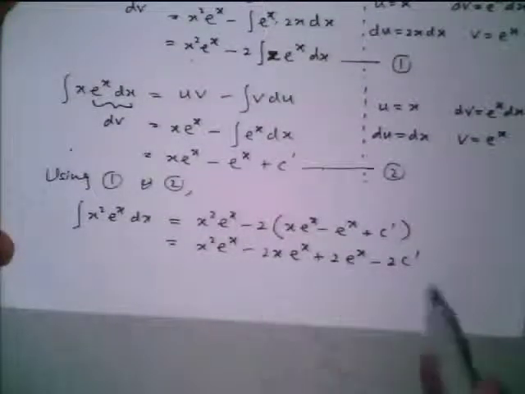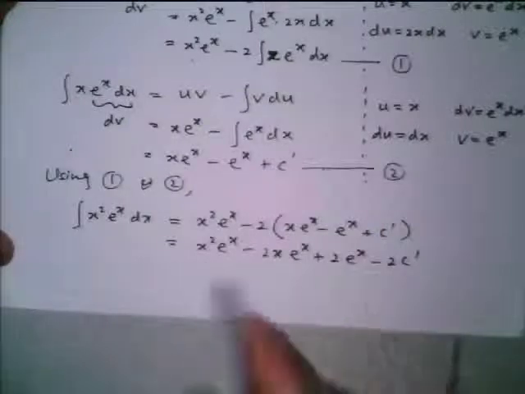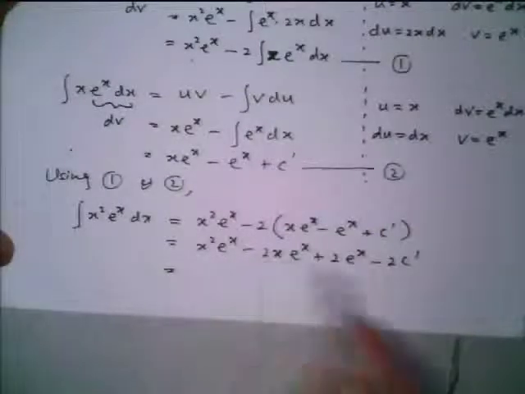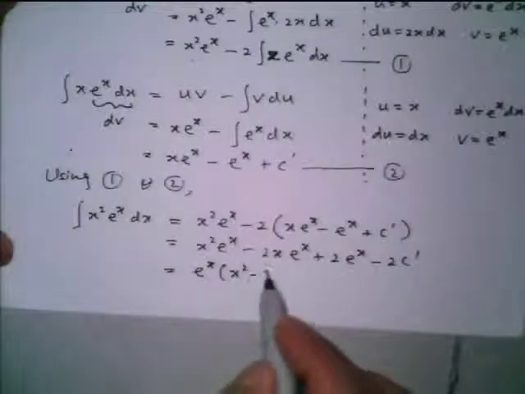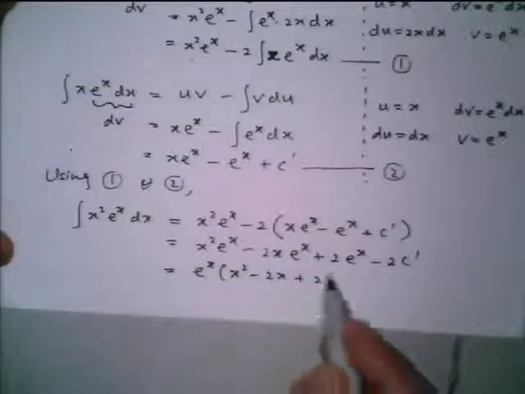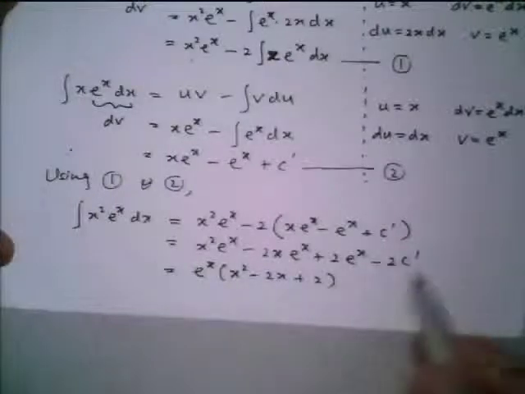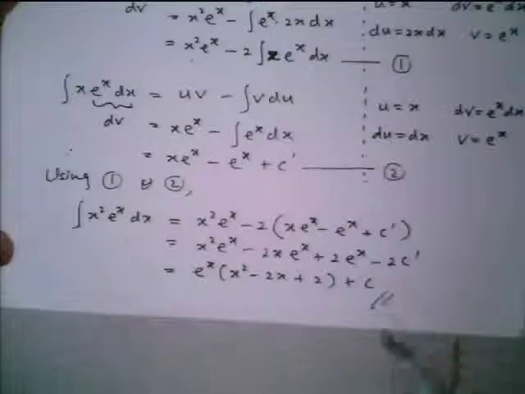That's the answer. You can see that there are no more integrals. We normally, like if it is an exponential one, you can take e^x out most of the time. So it's x squared minus 2x plus 2. And this whole thing I'm going to call c, just to make things easy. That's the answer.